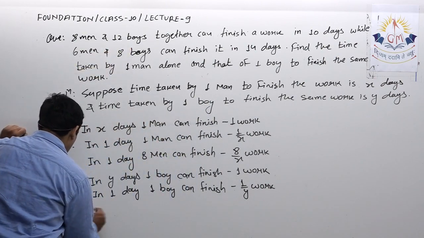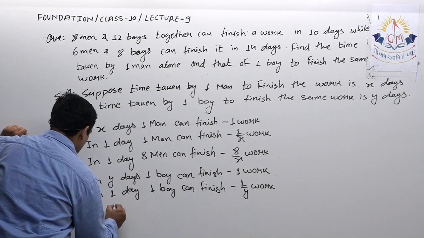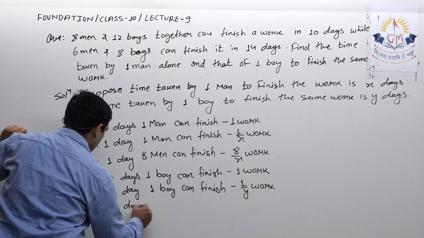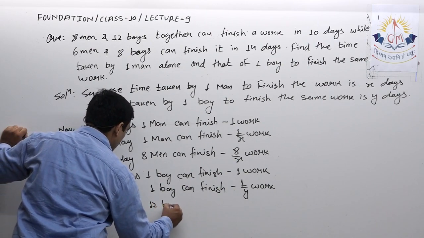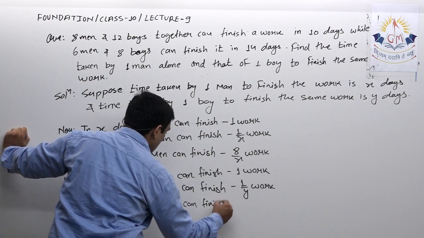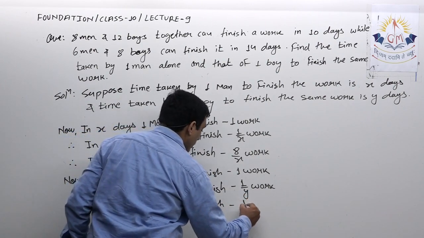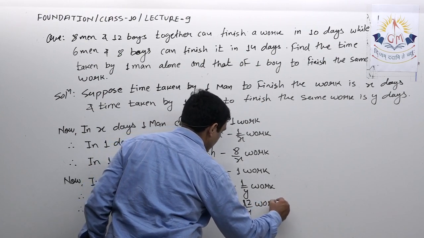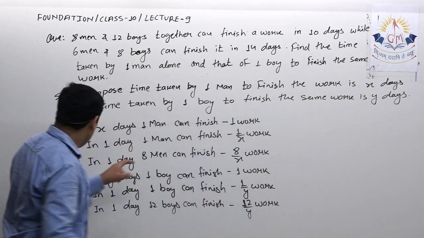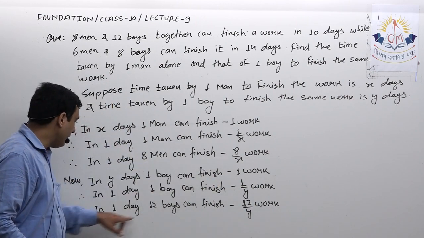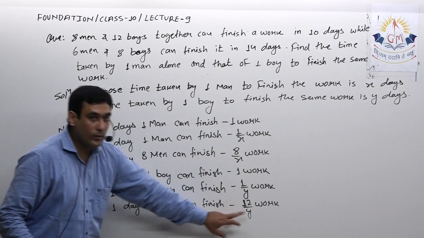Now in the first case how many boys are involved? 12. Therefore in one day 12 boys can finish how much work? 12 upon y work. Now see, one day work of 8 men is 8 upon x and one day work of 12 boys is 12 upon y work.